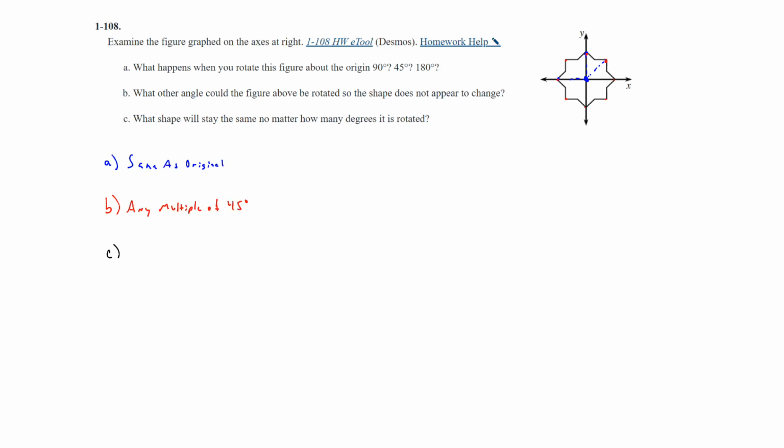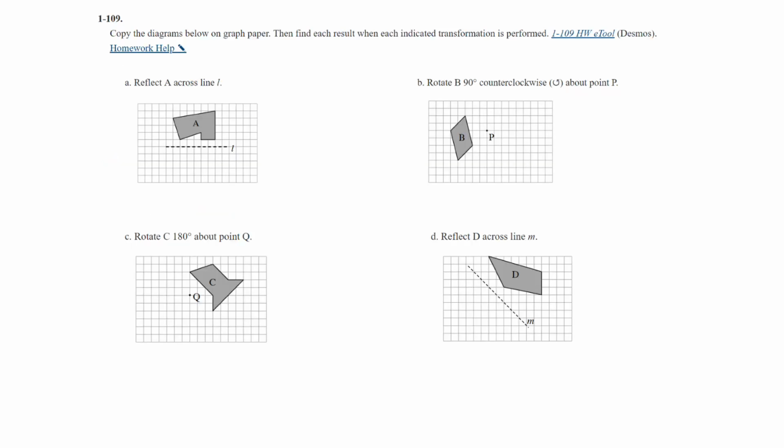And then part C, what shape will stay the same no matter how many degrees it is rotated? So this doesn't have anything to do with the figure at the right. It's just asking the question, is there a shape that will stay the same no matter how many degrees it is rotated? And there is a shape, and it's called a circle. And that one doesn't matter because it'll always appear as the original.